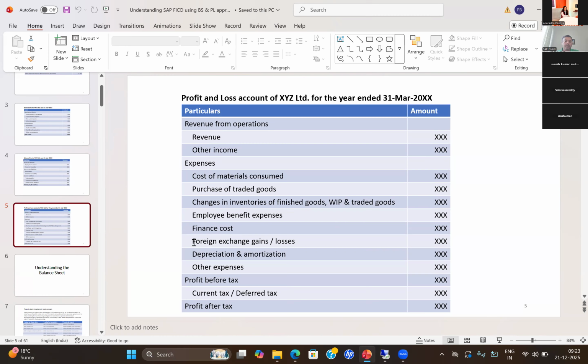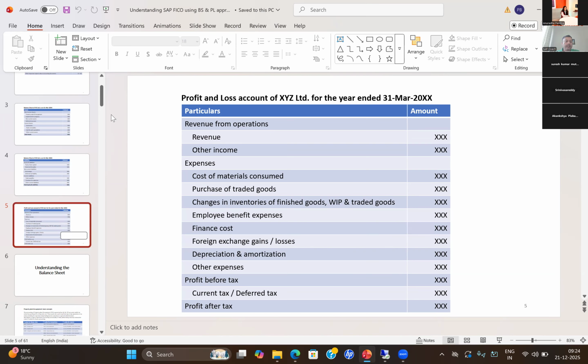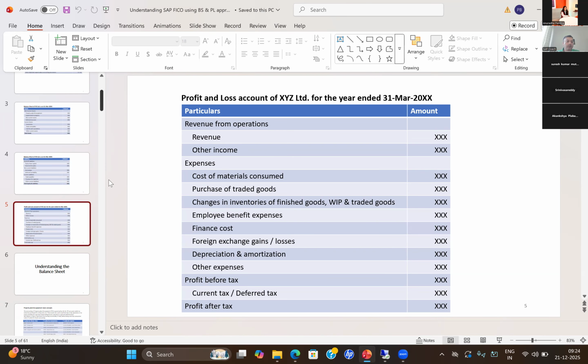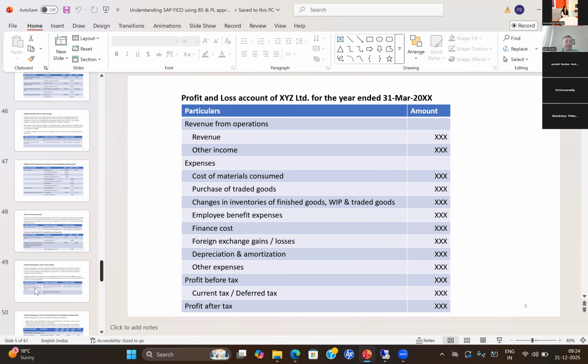And then there is one component in every company you will see, especially nowadays. All companies are involved in foreign currency transactions. They do purchase of goods, they do sale of goods outside India. So you see here, foreign exchange gains and losses is an item which comes in the P&L of any entity. Now I'm explaining this further. I'll directly go to slide number 49 where I'm explaining.